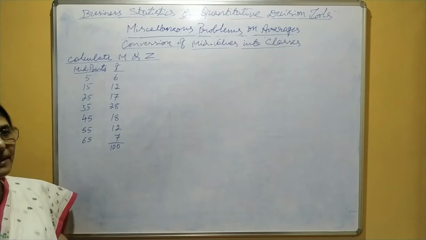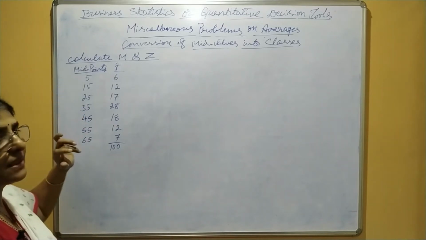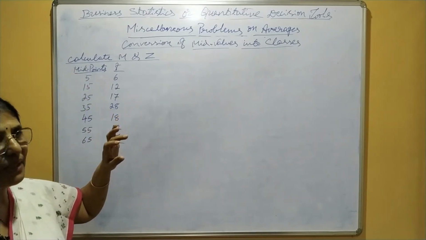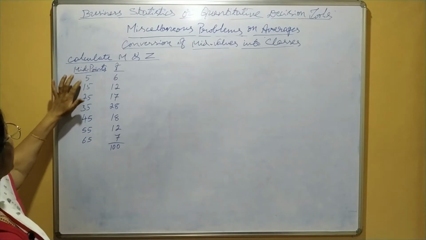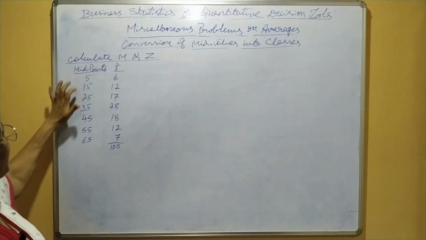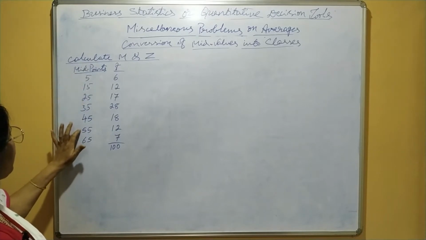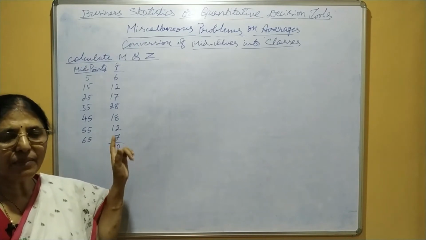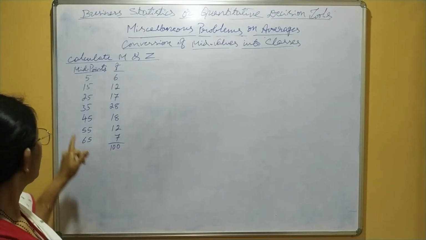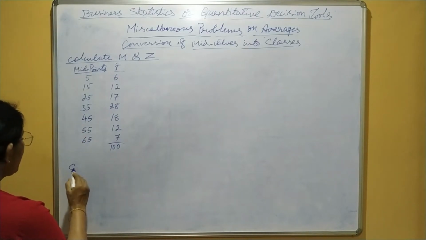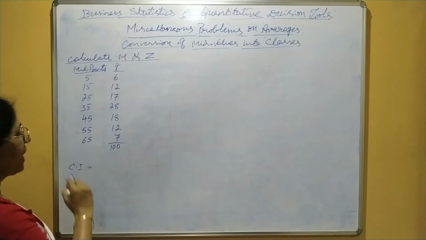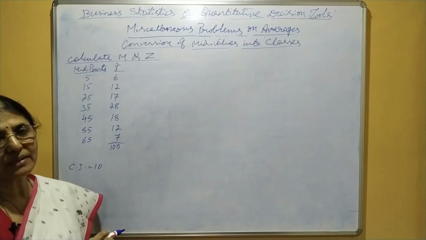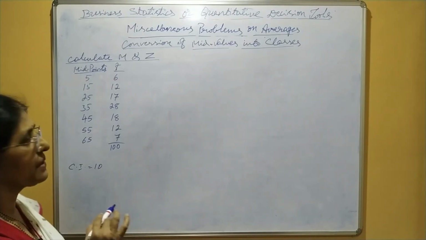Now the first step is to find out the class interval. The increment among the midpoints is nothing but the class interval. Here, see the increment among the midpoints: 5 to 15, or 15 minus 5, 25 minus 15, 65 minus 15, from start to end. The increment among midpoints or mid values is 10. Therefore the class interval is 10. That is the first step.